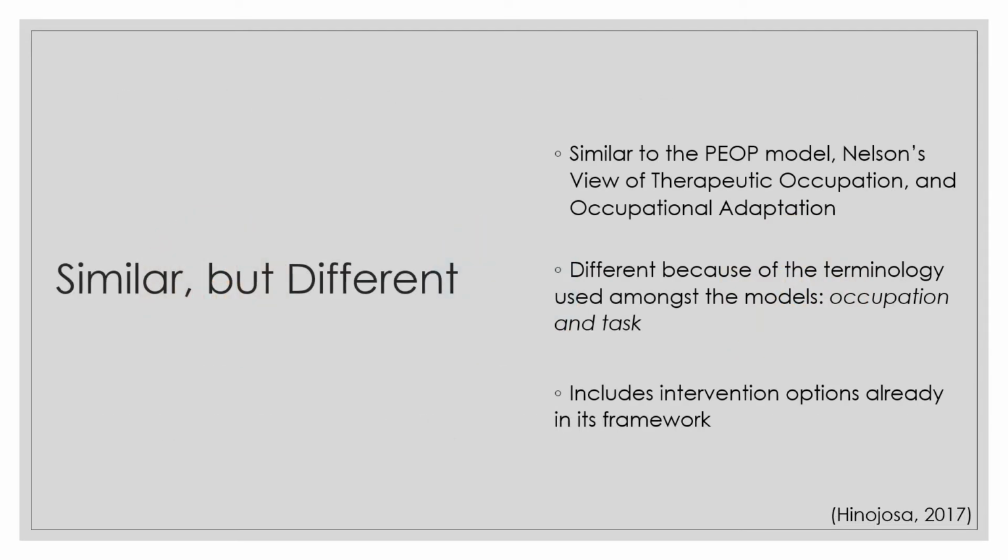The Hinojosa text does a good job at describing the similarities between the EHP and various other models that it is similar to or that its concept sounds like. The EHP is similar to the PEOP model, Nelson's view of therapeutic occupation, and the occupational adaptation, since all of these consider how the individual interacts with their environment and how this relates to their occupational performance. However, the main difference between these three models and the EHP model is the specific terminology that the EHP uses.